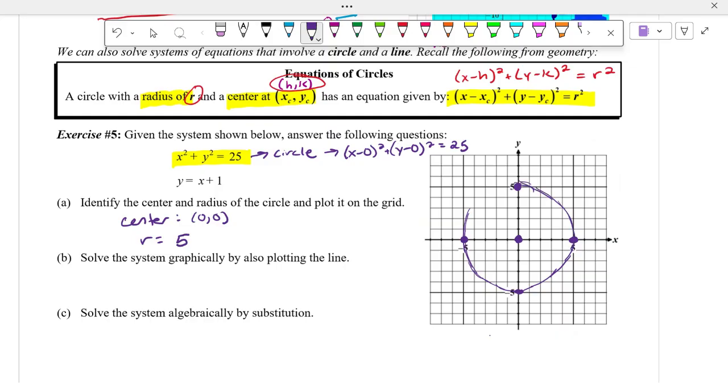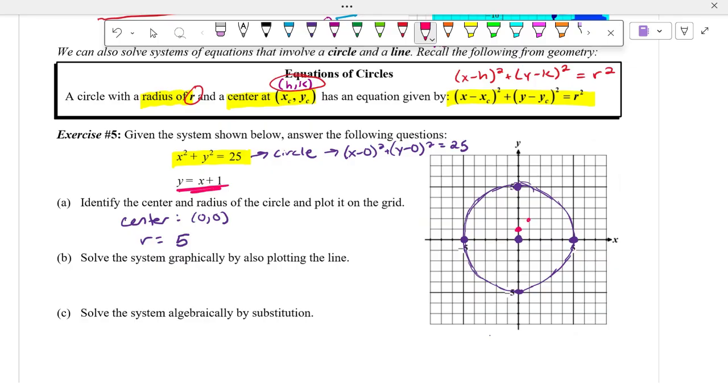So you're just drawing the points that your circle is going to go through. Now, if we wanted to solve this system graphically by plotting the line, if I'm looking at this line right here, where do I start? Our y-intercept of 1, and then what's my slope?